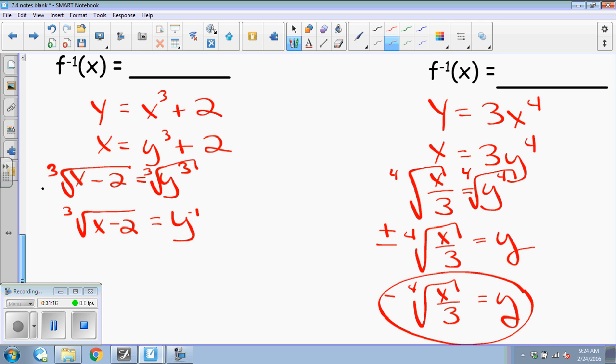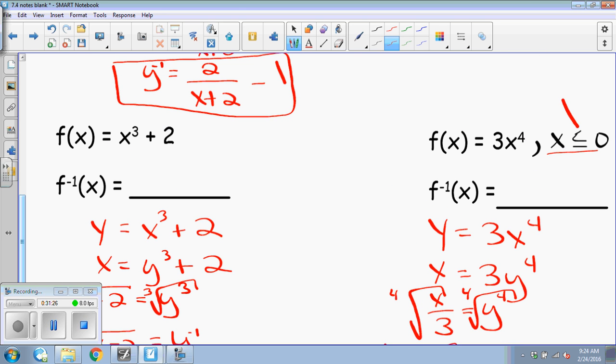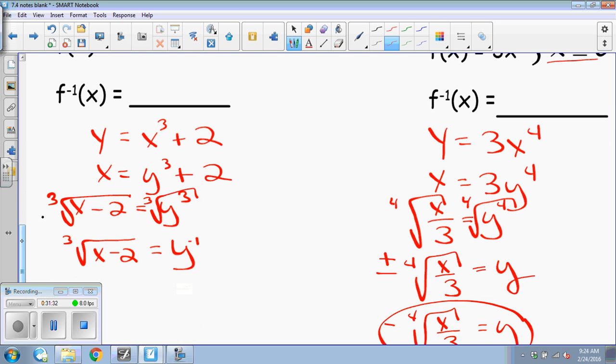I'm saying, how do you know for the second one you did, which one to pick? Oh, I know which one to pick because it told me in the original problem right here. Oh, okay. That means you picked the negative one. So the answer was negative fourth root of x over 3.